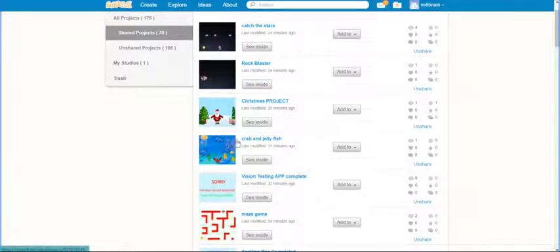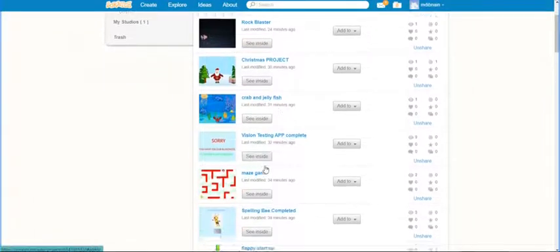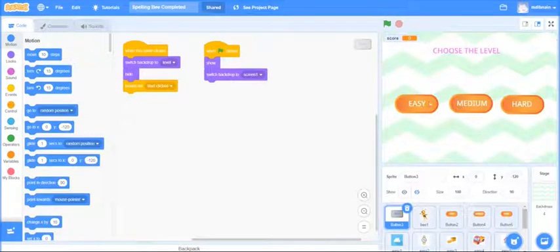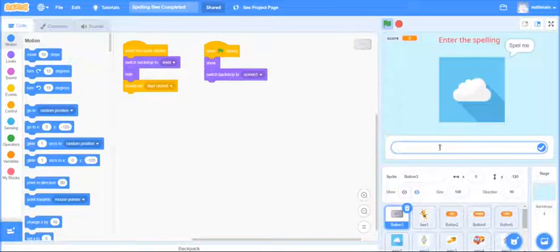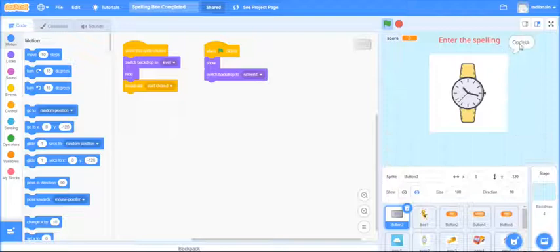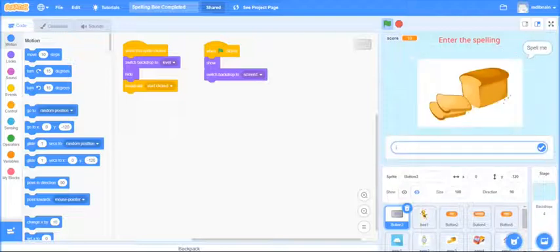Christmas project, Crab and the Jellyfish, vision testing app, spelling bee app. It's taking a little time to load. Yeah, over here, select a level, and you need to put the answer. If you put the wrong answer, it says wrong. If you put the right answer, it says correct, it gives you points.